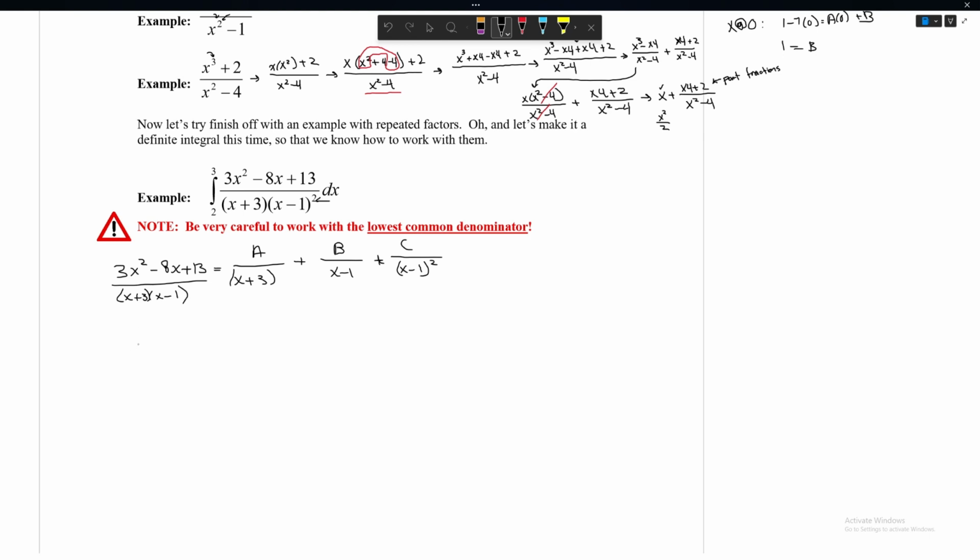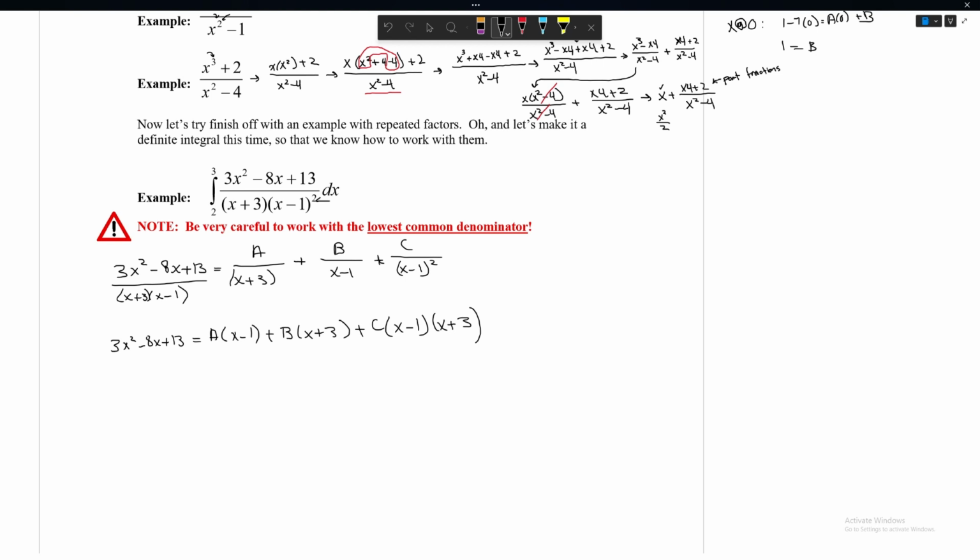Now cross multiply. I'll get 3x squared minus 8x plus 13 equals my a cross multiplied. I'll just get x minus 1 plus my b cross multiplied. I'll get x plus 3 plus this cross multiplied. 1 will cancel out and I'll still have one more, right? And so minus 1, x plus 3.